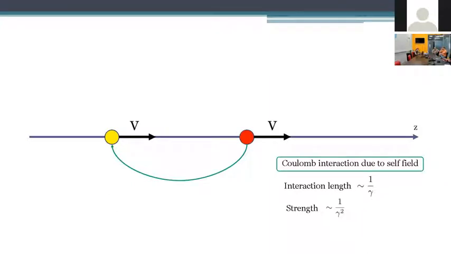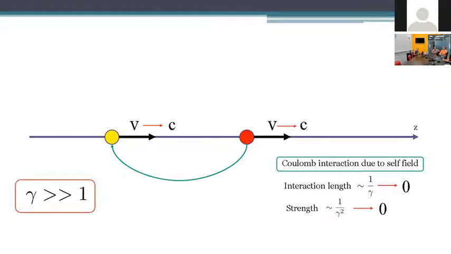Well, obviously, it's a Coulomb interaction, due to the self-field. If those two particles are driving in vacuum, that's basically the only field that we know. The interaction length is 1 over gamma, where gamma is the relativistic gamma factor, and the strength of this field is 1 over gamma squared. Now, if those two particles drive close to the speed of light, which is common when we consider acceleration of particles inside a particle accelerator, because the particles pretty quickly become ultra-relativistic, the interaction due to the Coulomb field basically vanishes. Those two particles do not interact anymore.